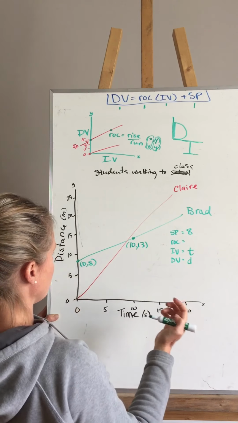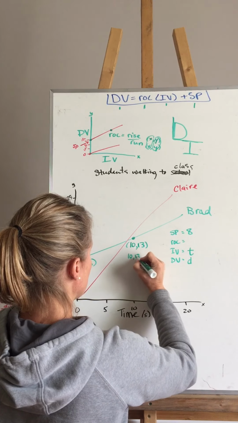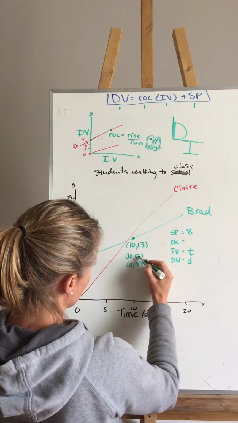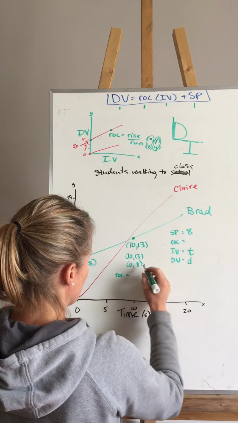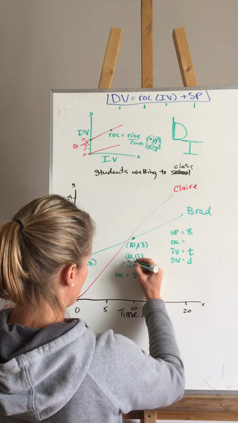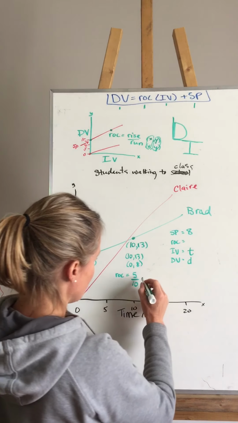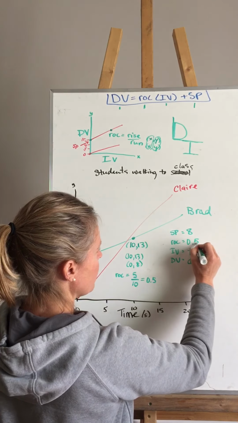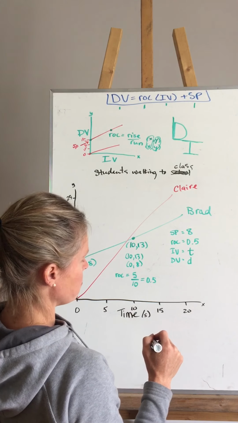So now I need to stack them. So let's do it right here. So 10, 13, and 0, 8. So 13, this is going to be my rise. 13 minus 8, so rate of change, is 13 minus 8, that's 5. And 10 minus 0 is 10. So my rate of change is going to be a half. So I can write 0.5. Okay, so that means that Brad is moving at 0.5 or half a meter a second.